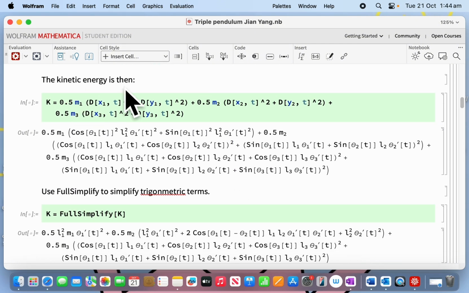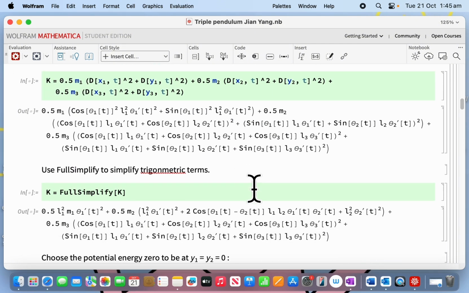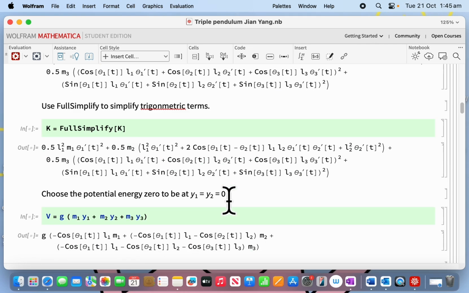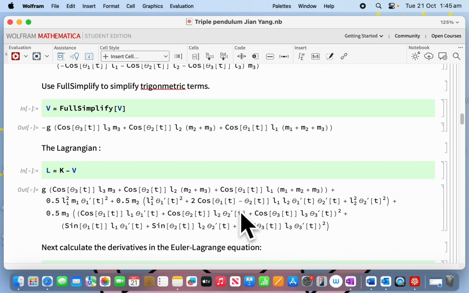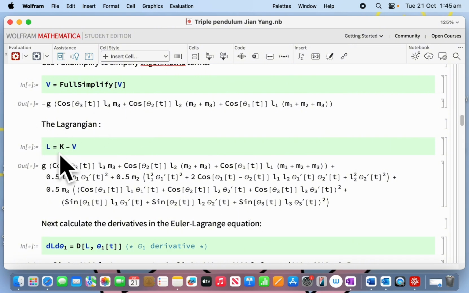So the first is the kinetic energy. It looks like this equation, and then we can output it with some more detail. Then we have V here, also the equation and some output. Then we use the Lagrangian, L equals K minus V, and we get this formula here.